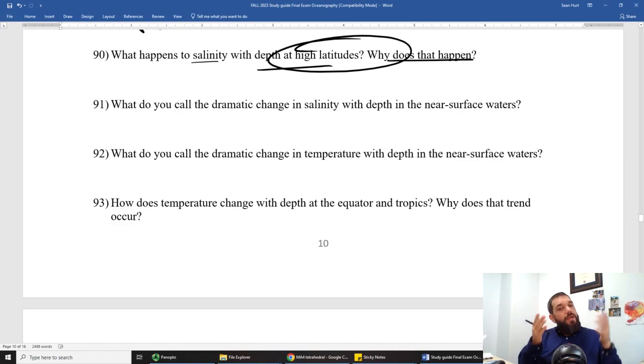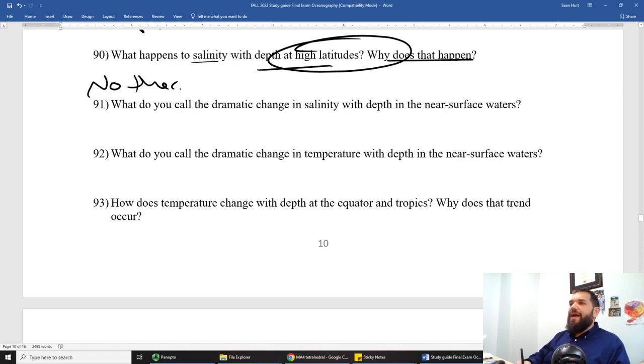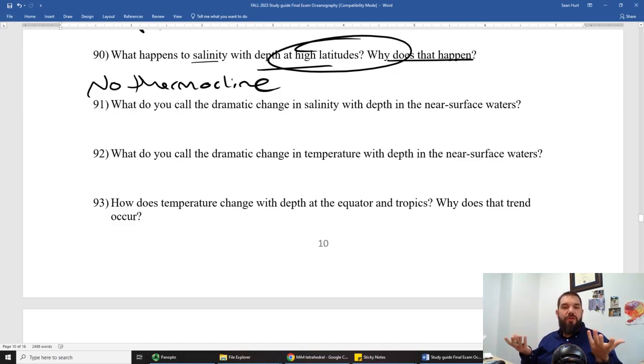And that's because, as I've often said, there is no thermocline at that high latitude. So without a thermocline, there's nothing to support the salty water. So salty water just immediately goes down to the bottom and sinks, all right?